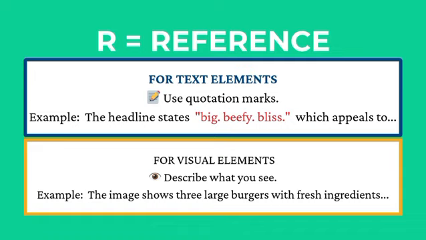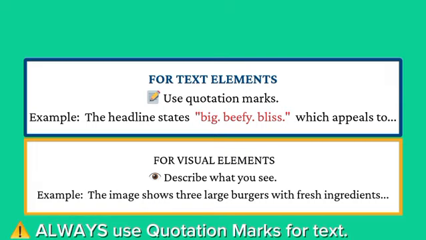Reference? This is your proof. This is where in the advert you see your answer. If you are talking about text, use quotation marks. For example, the headline states, "Big, Beefy, Bliss," which appeals to consumers. If you are referring to images, describe them specifically. The image features 3 large burgers with multiple layers and fresh ingredients prominently displayed. Don't just say there is a picture. Describe what you see and always use quotation marks for text.